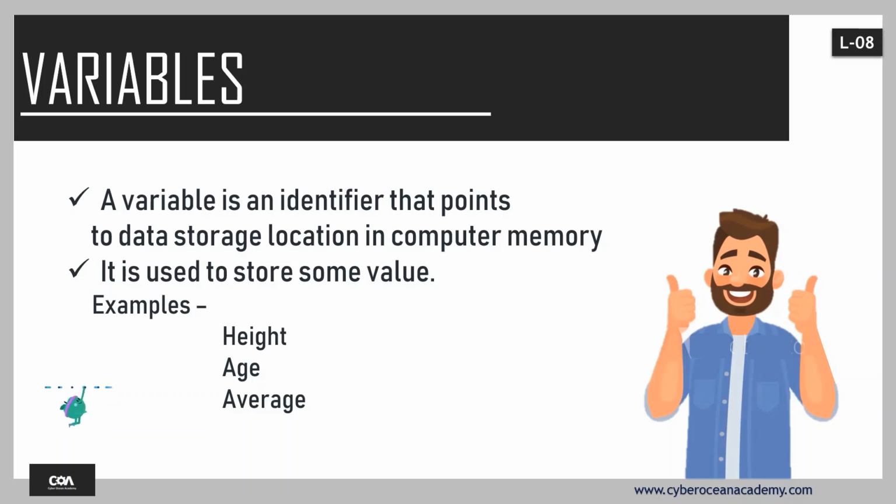Okay, so a variable stores some value, and also a variable is an identifier. You already know what an identifier is. It points to some data storage location, and that storage location is known as the address of the variable inside the computer memory. Here height, age, and average are examples of variables. Before using variables in C programming, we have to write the name of the variable, and we have to follow certain rules to write the name of the variable.